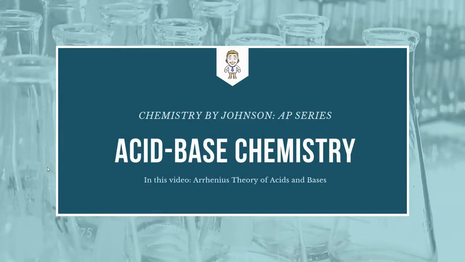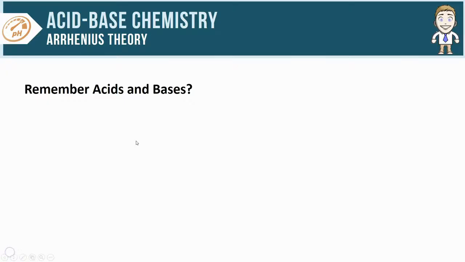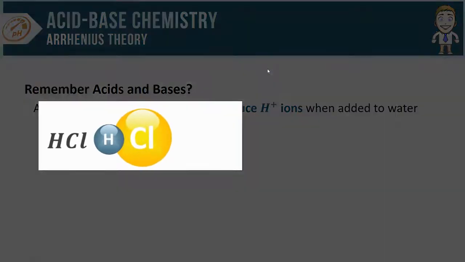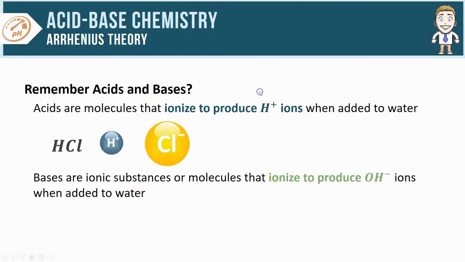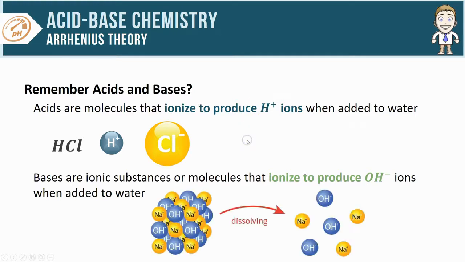Hey everyone, in this AP Chem series video, we're going to take a look at the Arrhenius theory of acids and bases. First, remember from the last video we saw that acids are substances that ionize to produce H+ ions, like the hydrogen chloride molecule shown here, and bases are ionic substances or molecules, both of which produce hydroxide ions when added to water, like the sodium hydroxide shown here.